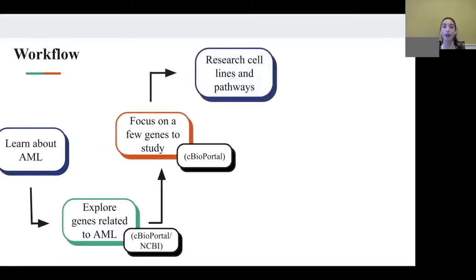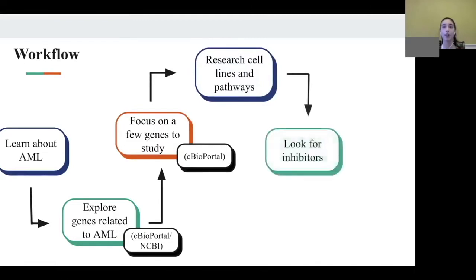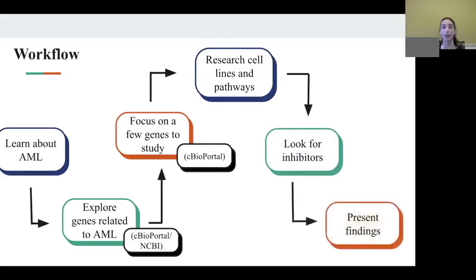Then, I researched cell lines and pathways that connected the chosen genes together. Lastly, I looked for an inhibitor that could target the genes to limit the proliferation of immature myeloid cells. And lastly, I present my findings.